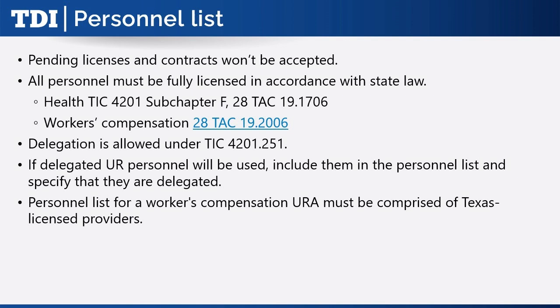All personnel must be fully licensed in accordance with our requirements, and contracts must be fully executed, whether employed or delegated. Delegation is allowed under TIC Section 4201.251. If delegated UR personnel will be used, include them in the personnel list and specify that they are delegated. Note that the personnel list for a workers' compensation URA must be comprised of Texas licensed providers only, per 28 TAC Section 19.2006(a).